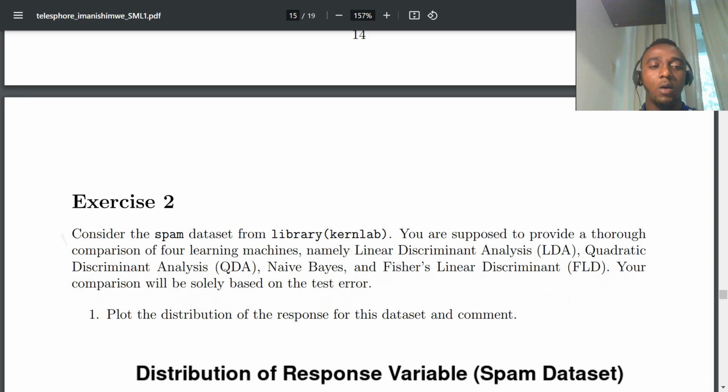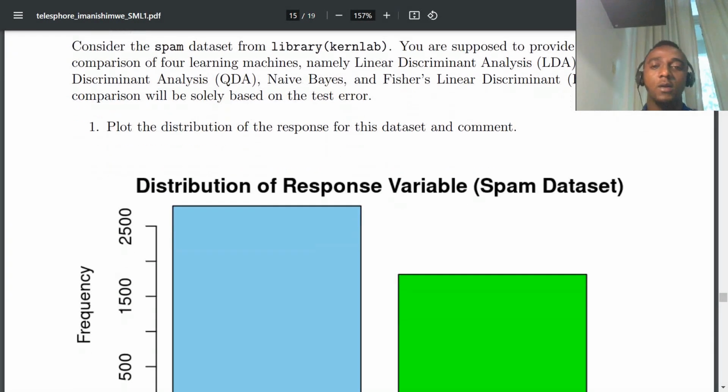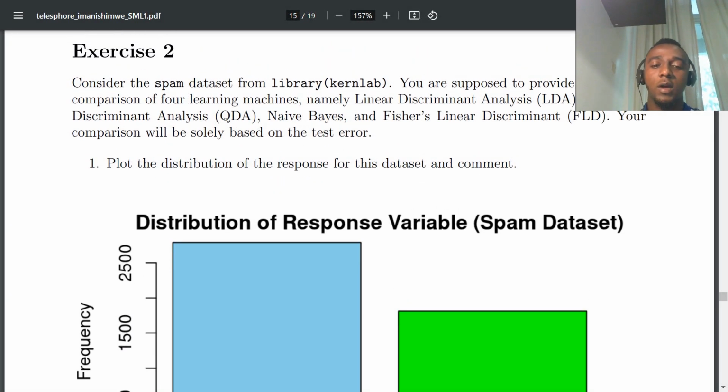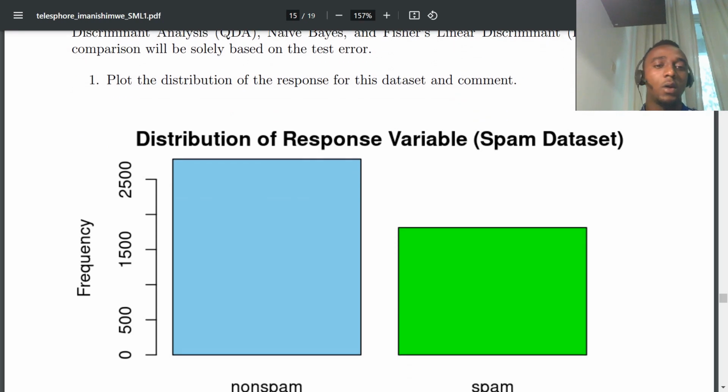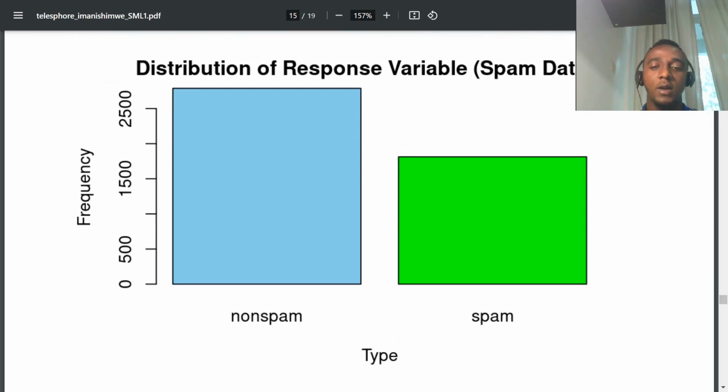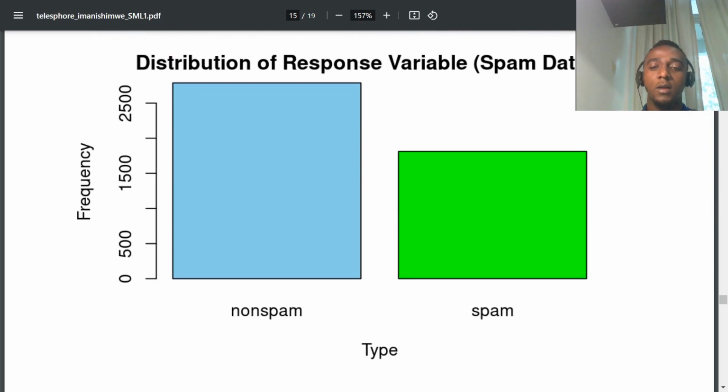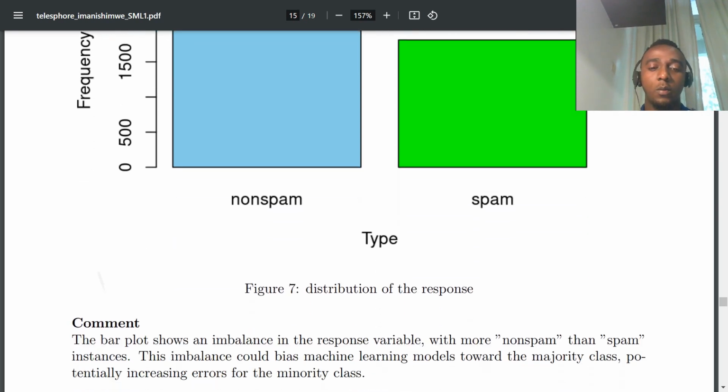So again, I went to the second exercise, which uses the kernlab library, where we have to find the spam dataset and then sketch the distribution. The distribution shows that the proportion of non-spam was higher than spam.